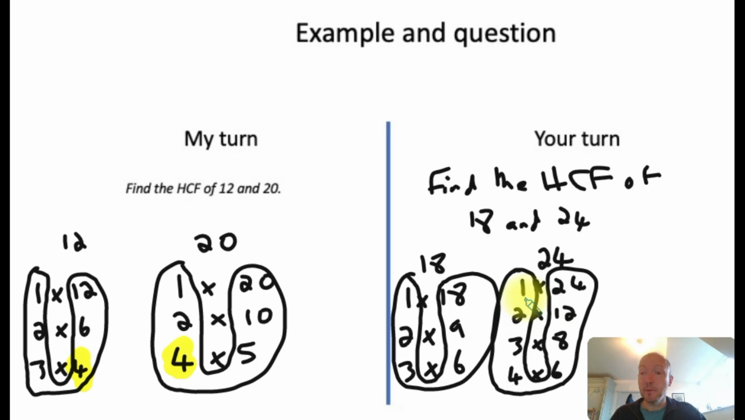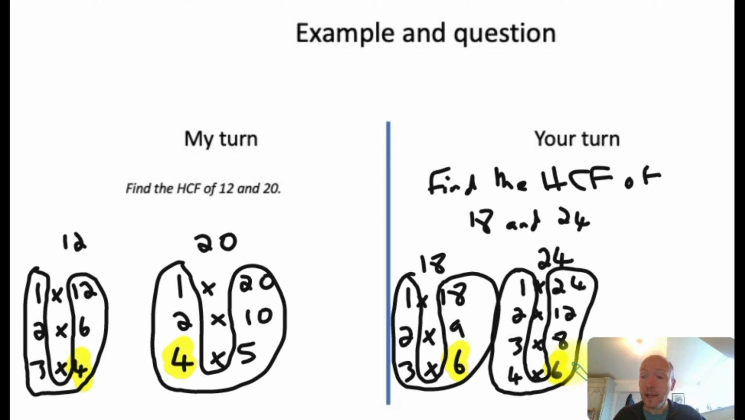And again, we can see we've got some common factors. 1 is a factor of both numbers, 2 is a factor of both numbers, 3 is a factor of both numbers, and 6 is a factor of both numbers. So the highest common factor, the biggest number that's a factor of 18 and a factor of 24, is 6.